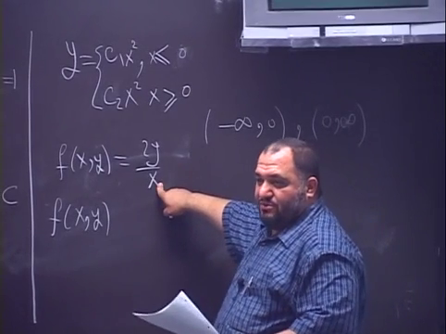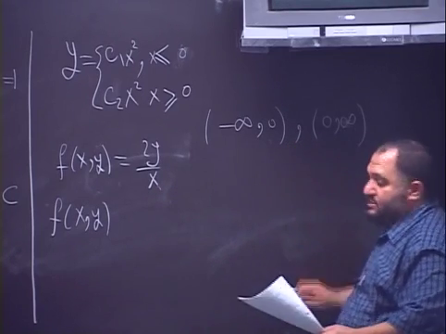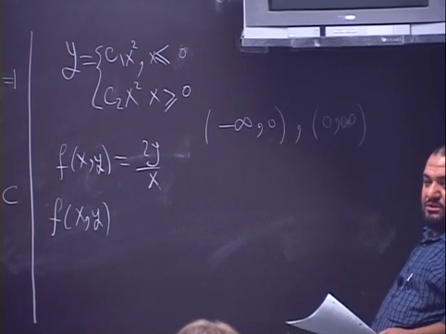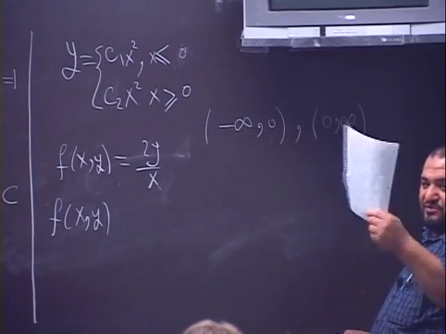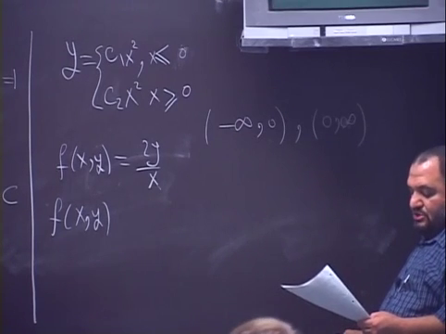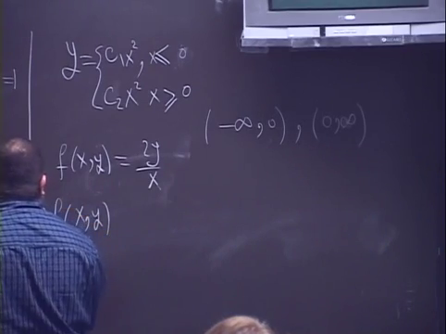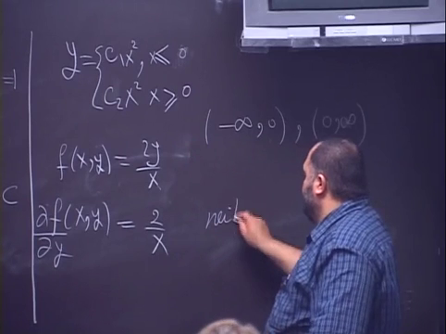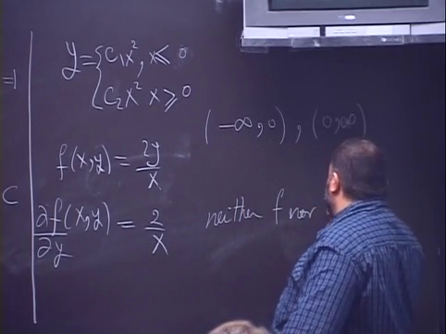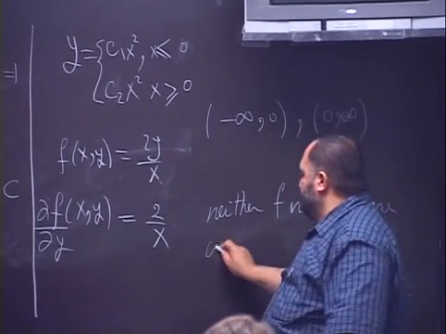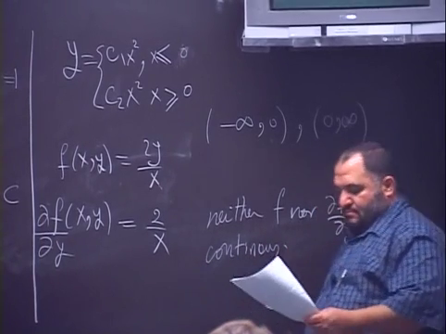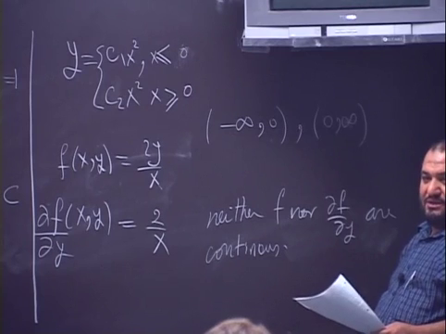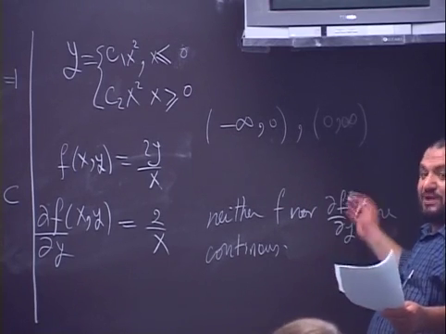It's not continuous at x equal to 0. Are you considering 0? Yes, I'm considering 0, inclusive. So at 0, this function is not continuous. It's 2y over 0, and this will give you a singularity. So what's df by dy? Df of x by dy is equal to 2 over x. So neither f nor df by dy are continuous. So we do not expect to have a solution from negative infinity to plus infinity, including the zero.